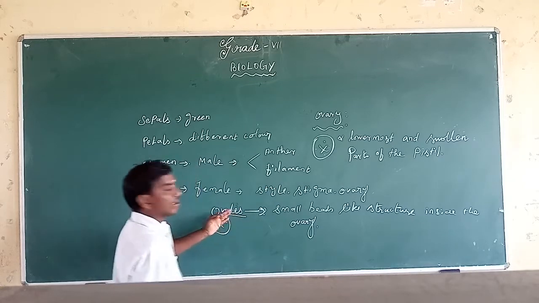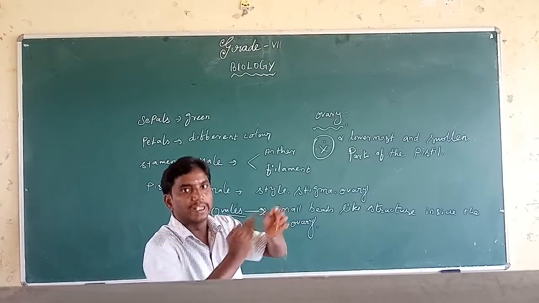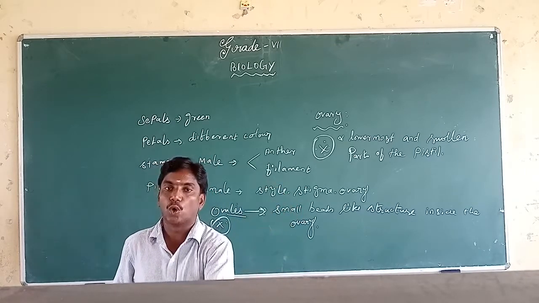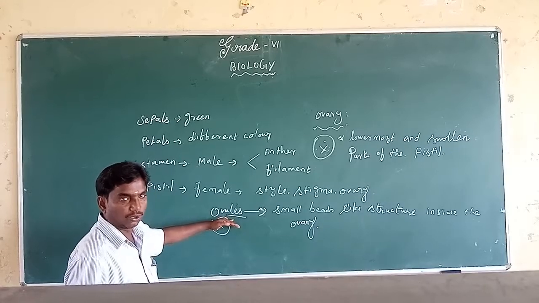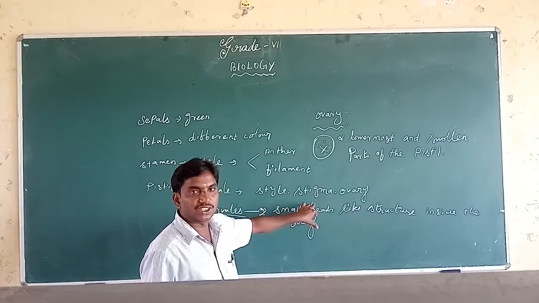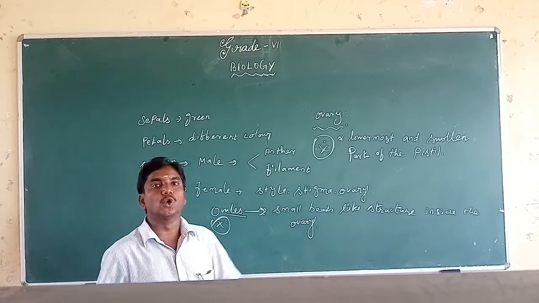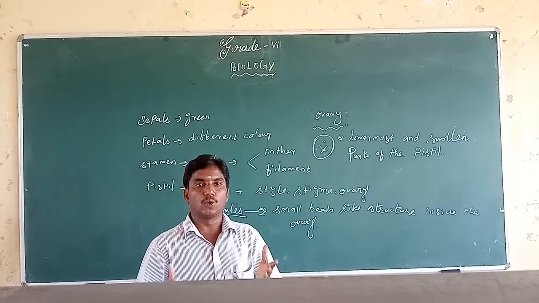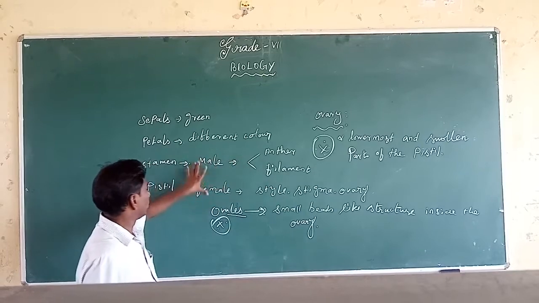So what does ovule mean? When we cut that ovary, only then will we see the ovule. So an ovule is nothing but the small bead-like structure inside that ovary. It is called what? Ovule. Next, you observe the ovule and do the drawing.